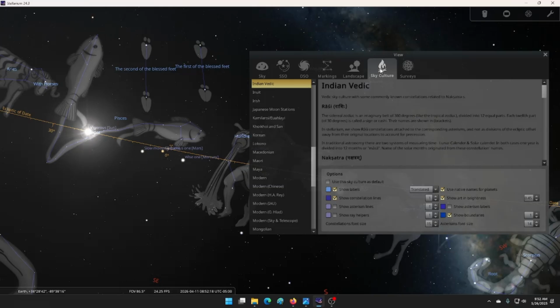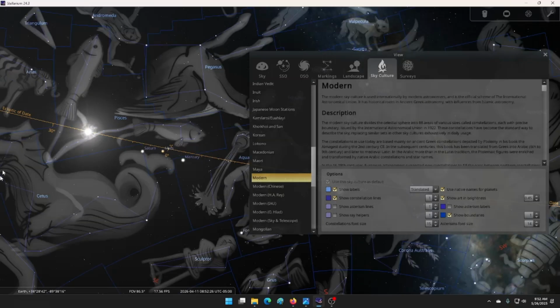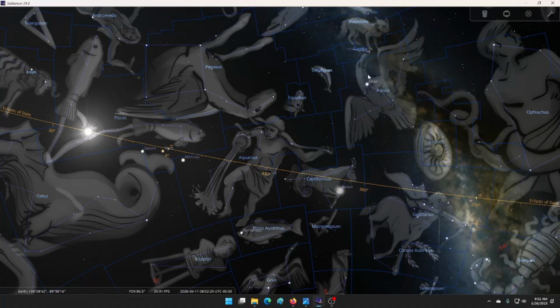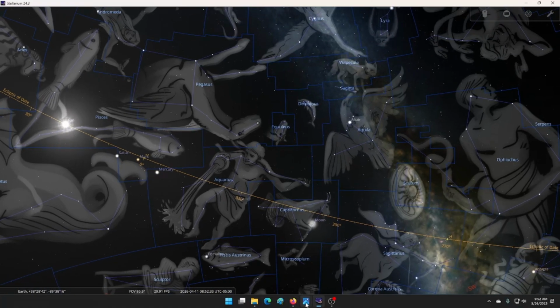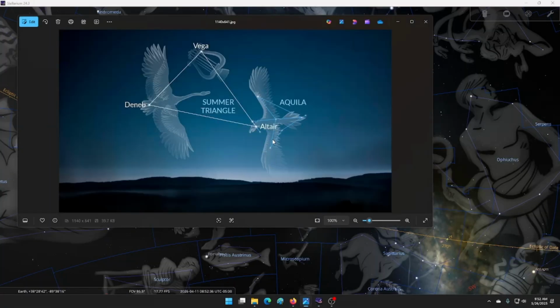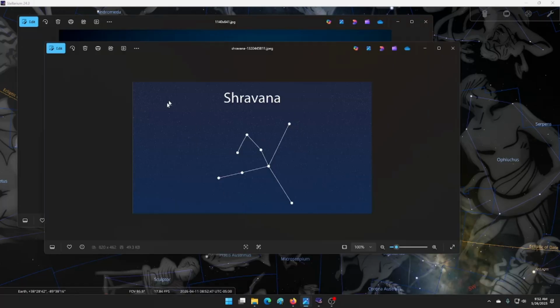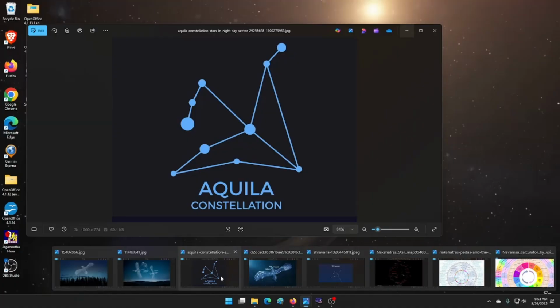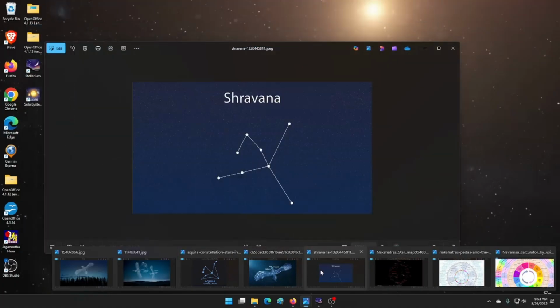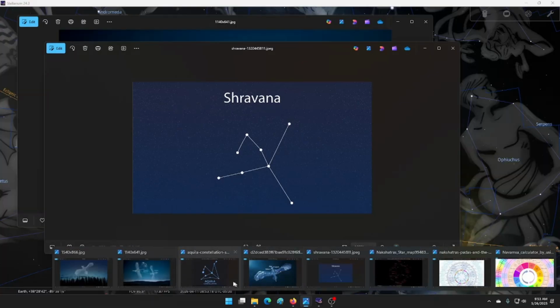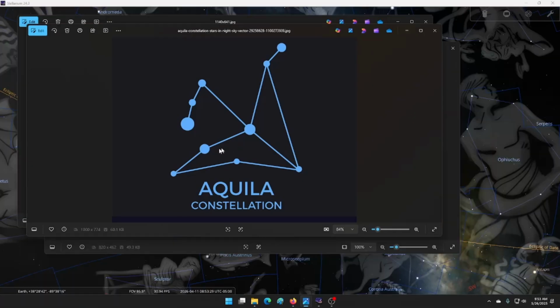Let's go to modern sky culture. Okay, Shravana. Shravana is the eagle, which is here. Okay, Aquila. In fact, I'll show you this first. Off the internet, this is Shravana. It looks like Cygnus, the swan, but it's not. This is Aquila, because here, Aquila, constellation, that's Aquila. The difference between, all right, there's an extra line here, but it's the same thing.